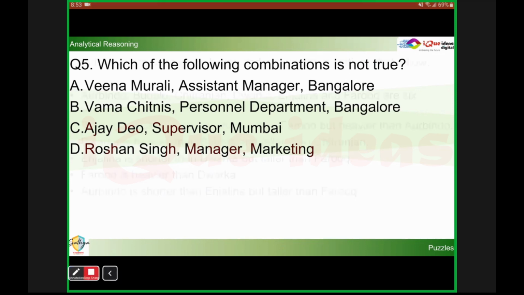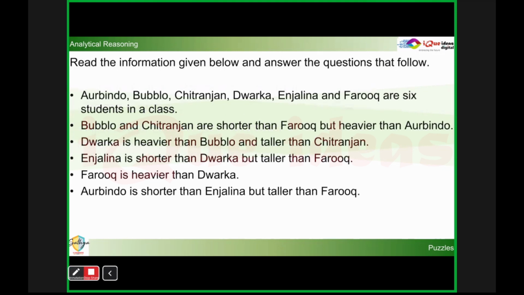Chal. If this is understood, then let's try this one.